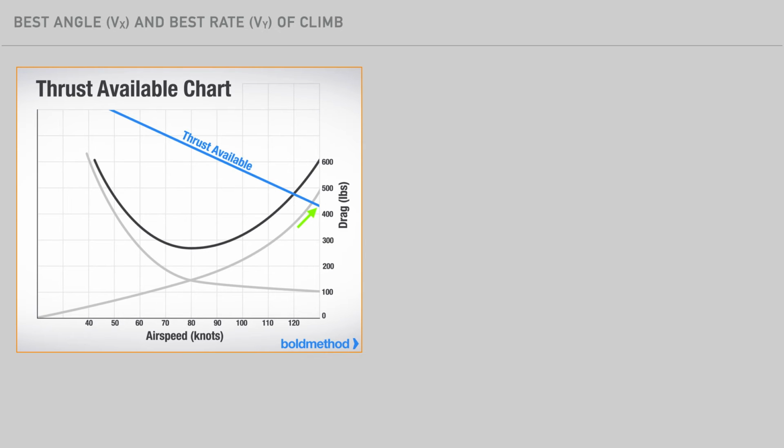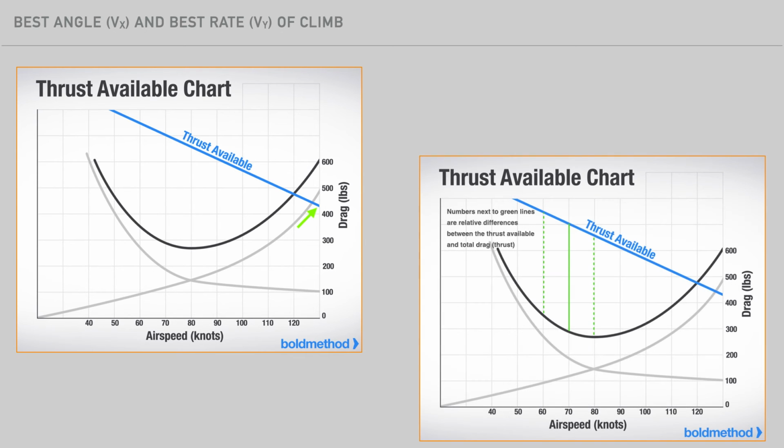available decreases as well. The speed at which you have the maximum angle of climb is where the difference between the thrust available and the total drag is greatest, that is, Vx. Vx is that speed which will provide us the greatest gain in height over the shortest distance.